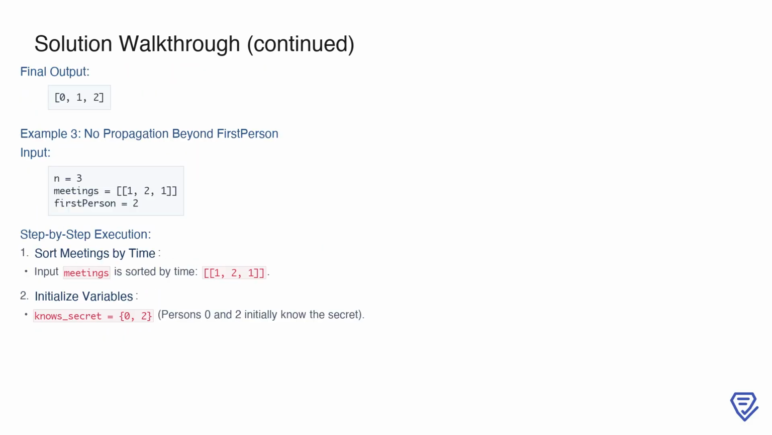Now, let's consider an example where the secret does not propagate beyond the first informed person. Here, we have 3 people and only one meeting at time 1 between persons 1 and 2. The knows_secret set starts with persons 0 and 2, as person 2 was directly informed, and the secret_graph is initialized with the single meeting at time 1, 1, 1, 2.